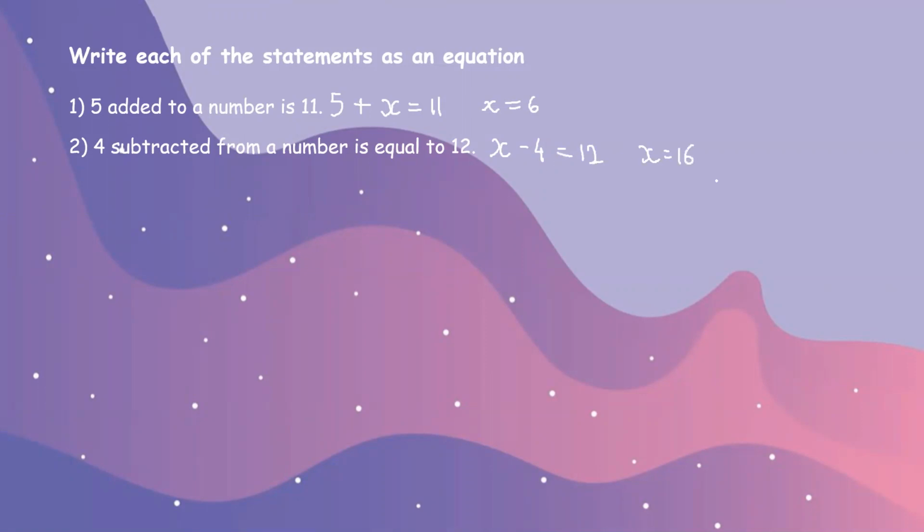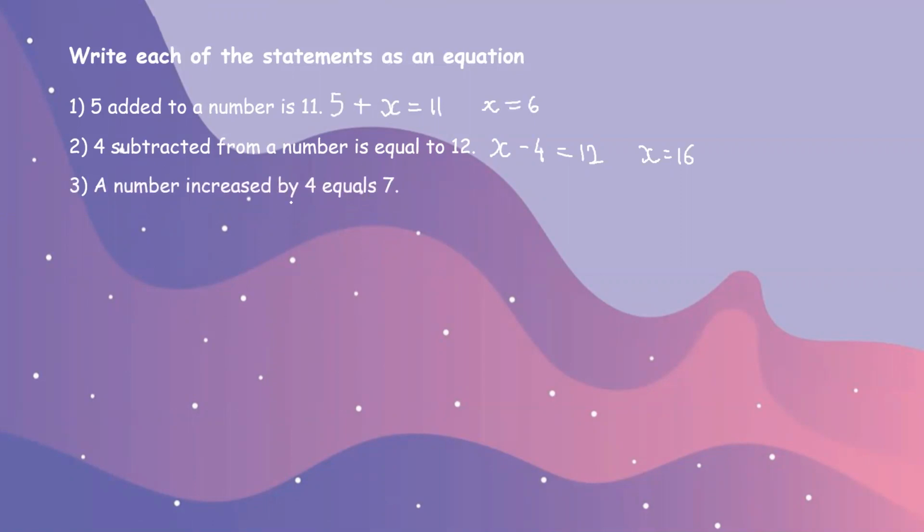If it was a larger number, what are you going to do? You're going to do the same thing I told you in the first problem. 12 plus 4. Since this is subtraction, when you take 4 to this side, it becomes addition. So 12 plus 4 will give you x.